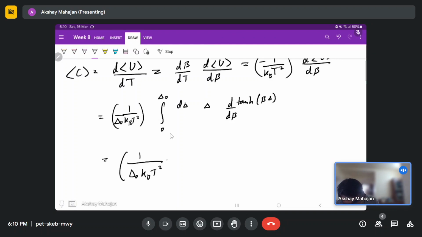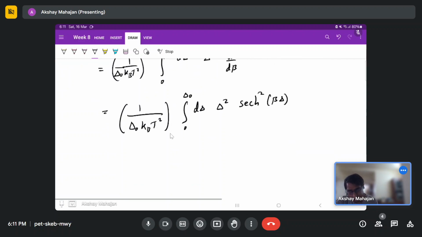kb t square, integration from 0 to delta naught d delta times delta, you will get 1 delta square sec hyperbolic square beta delta. Okay, now what we have is beta delta. So let me just multiply it by beta square and divide it by beta square.